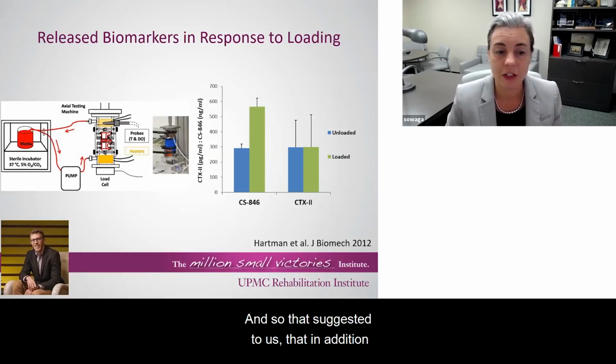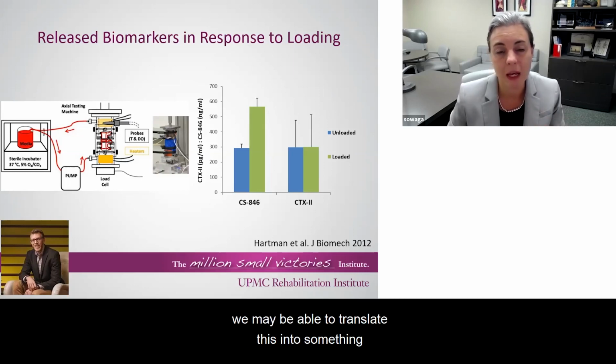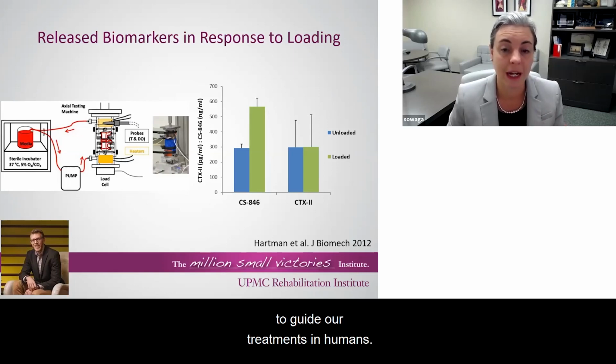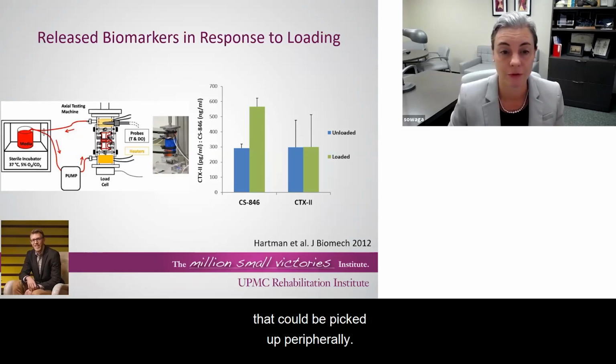And so that suggested to us that in addition to being able to study this at the basic science level, we may be able to translate this into something that we could pick up peripherally and use as a tool to guide our treatments in humans. Certainly we can't assay people's bone or disc or other musculoskeletal tissues in real time. So what we need is some type of surrogate marker that could be picked up peripherally.